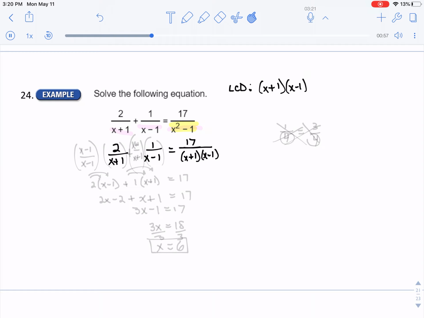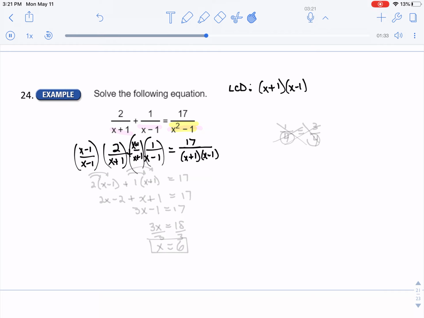That's our LCD. All right, now that we know our LCD, what is this first fraction missing in its denominator? Well, it's missing the x minus 1, so we're going to multiply it times x minus 1 over x minus 1. Now, the second fraction is missing the x plus 1, so we're going to multiply that fraction by x plus 1 over x plus 1. And the fraction on the right already has the common denominator, so we're good to go.